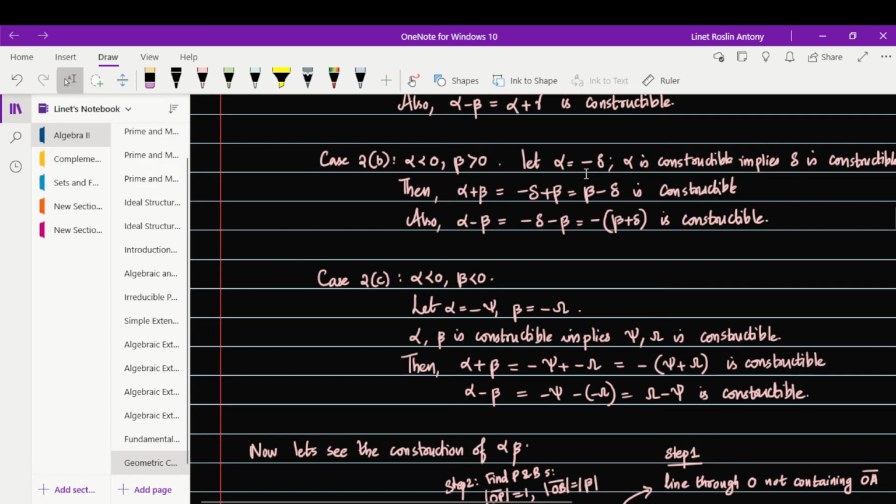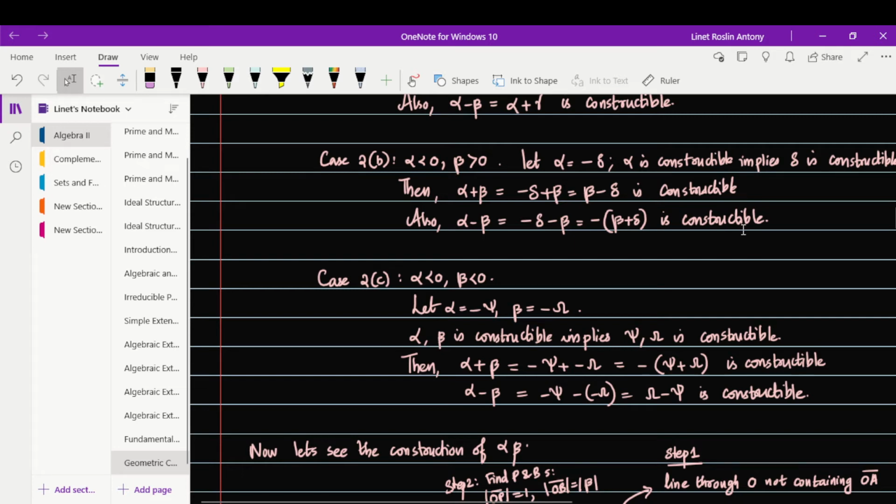So alpha is constructible implies delta is constructible, as we said in case 2a. So here also alpha plus beta is equal to minus delta plus beta, which is equal to beta minus delta, which is constructible from case 1. Similarly, alpha minus beta is equal to minus delta minus beta, which is equal to minus of beta plus delta, and that is also constructible from case 1.